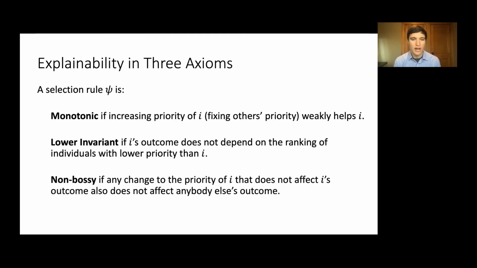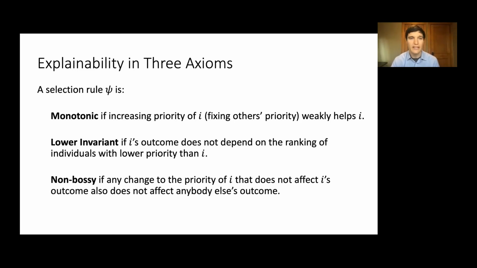The third axiom I'm going to call non-bossy. This is maybe a slight misnomer, in the sense that traditionally in the literature, a mechanism is bossy if I can change my report in a way that doesn't affect me but affects other people. That would be the traditional definition of a bossy mechanism. A non-bossy mechanism would mean that's not possible. Here, agents aren't making reports in our model, but it has a very analogous meaning: if you change an individual's priority ranking in a way that doesn't affect their own outcome, then it should also not affect anyone else's outcome.